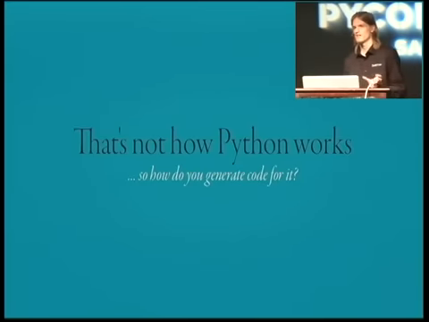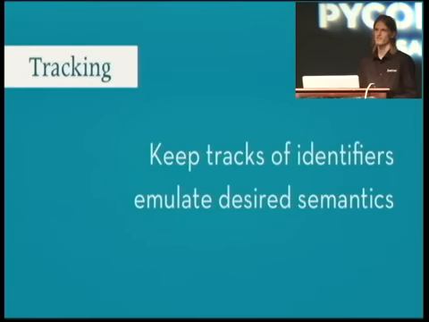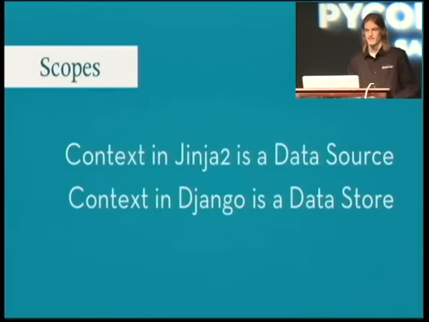The solution is this one step in the Jinja compiler which does the tracking of identifiers. So for every identifier, we know how it flows through the code. And here's the big difference between Jinja 2 and Django, and why I wasn't able to make Django as fast as Jinja: the context in Jinja 2 is a data source, and the context in Django is a data store. Basically, Jinja doesn't allow you to modify the context in any way, shape, or form once it's in the runtime, similar to how you cannot modify the local scope in a Python function by changing the dictionary.